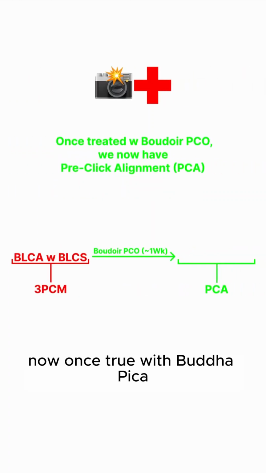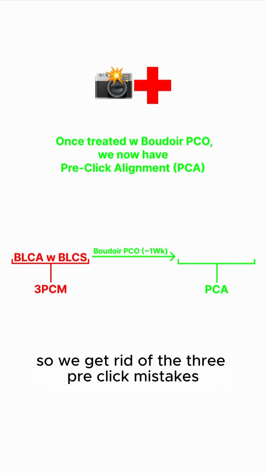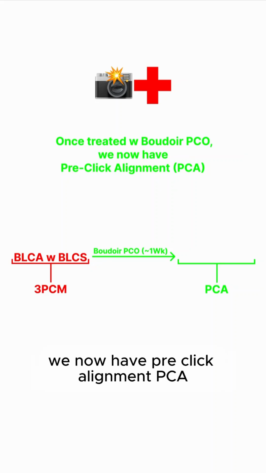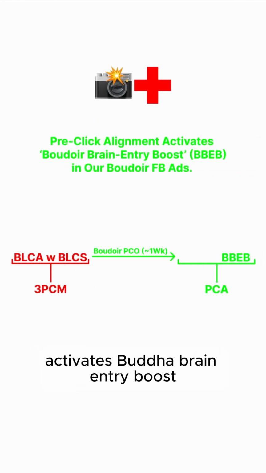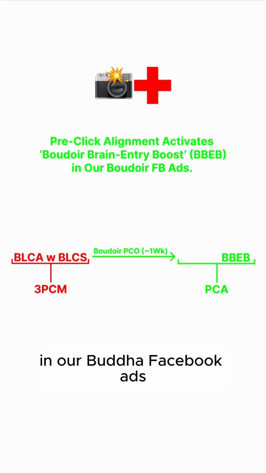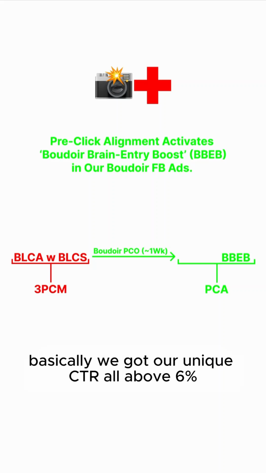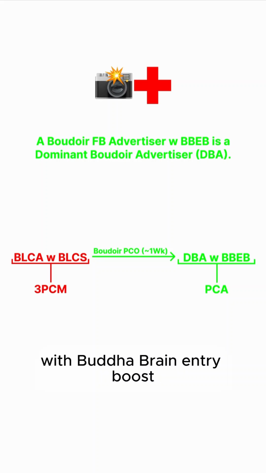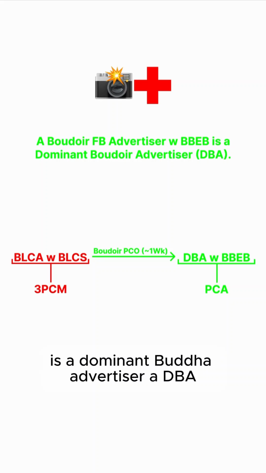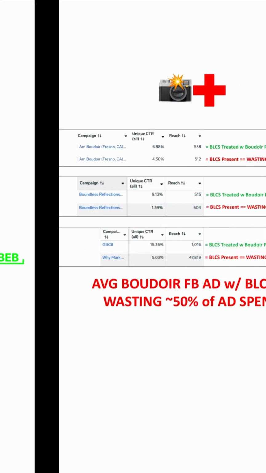Now, once treated with Boudoir Pico, we get rid of the 3 pre-click mistakes. We now have pre-click alignment, PCA. And pre-click alignment activates Boudoir brain entry boost in our Boudoir Facebook ads. Basically, we got our unique CTR all above 6%. And a Boudoir Facebook advertiser with Boudoir brain entry boost is a dominant Boudoir advertiser, a DBA.